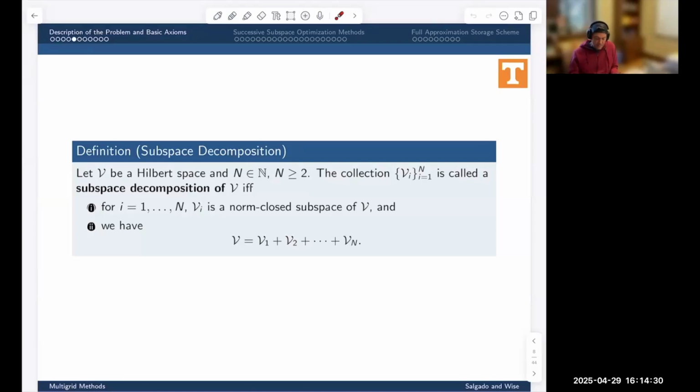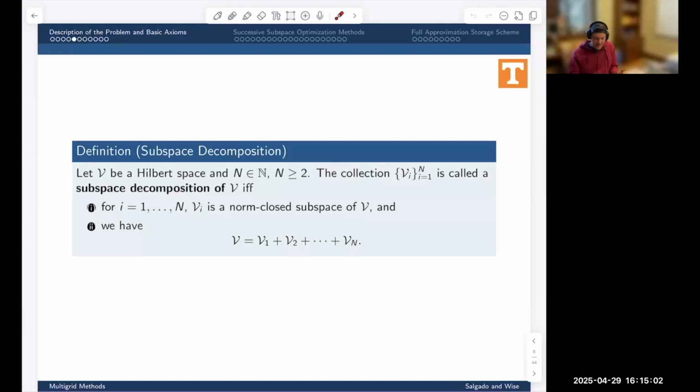So now I've got the core definition about subspace decomposition separated by itself. We say a collection of subspaces is called a subspace decomposition if and only if each one of these Vi's is a norm-closed subspace of V. It doesn't have to be finite dimensional, but usually it is for all of our practical computations. And V is equal to the sum V1 plus V2 up to Vn.